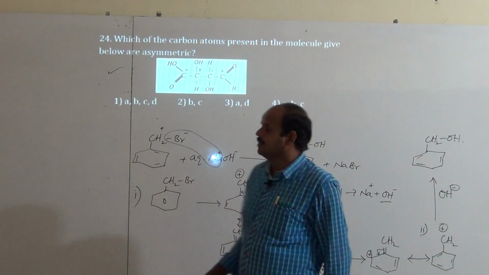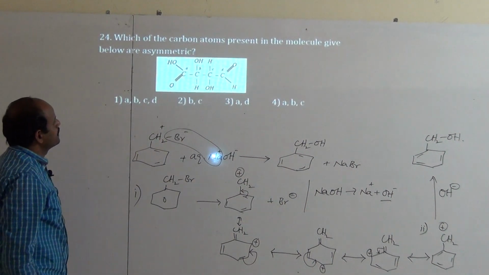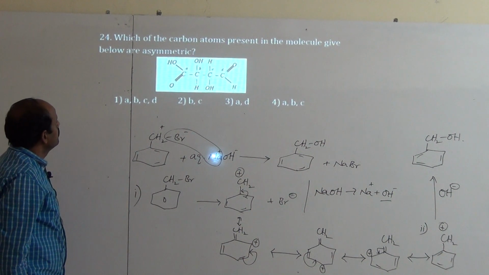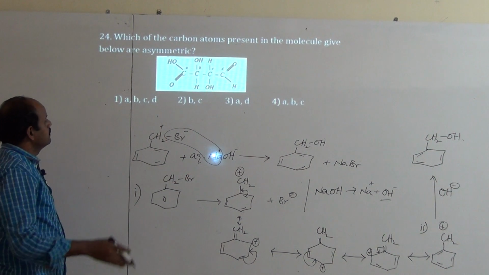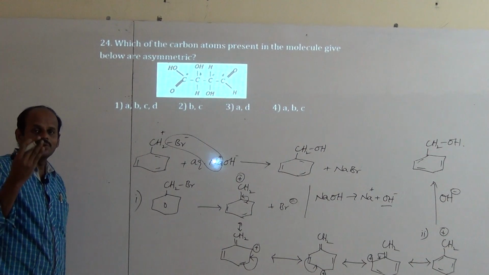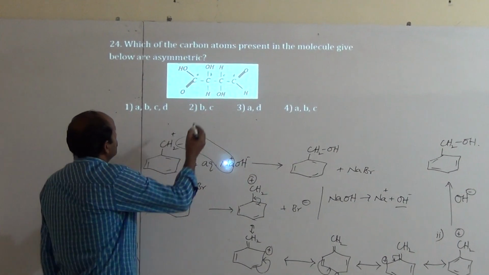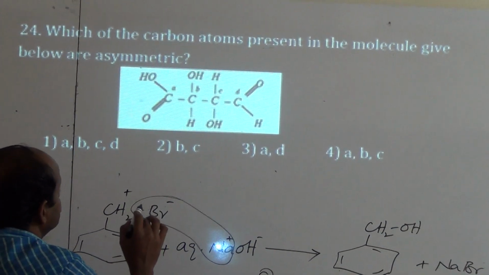Here, which of the carbon atoms present in the molecule given below are asymmetric? Just now we have discussed that an asymmetric carbon atom means that the carbon atom is bonded with 4 different atoms or groups. Then we have to check: here double bond is there. We can't just say whether it is asymmetric or symmetrical.